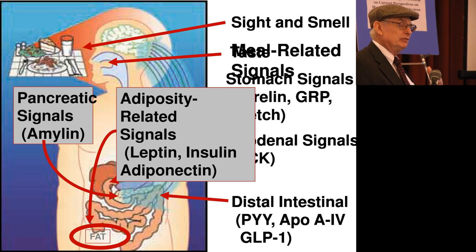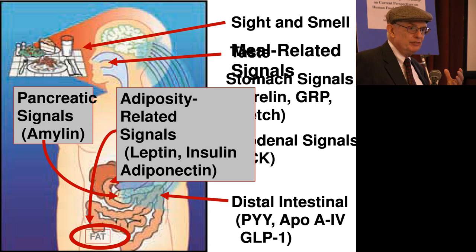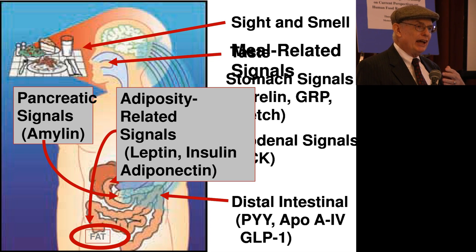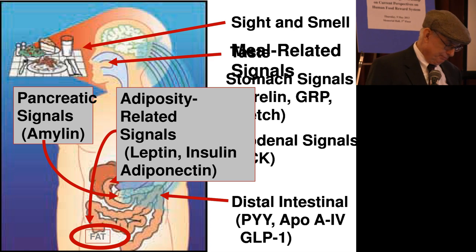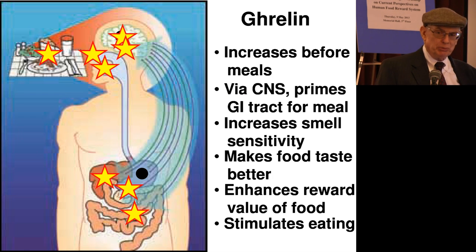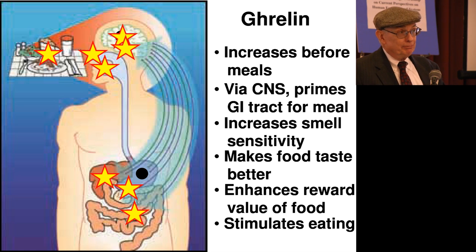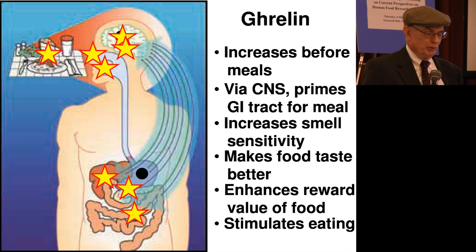Stomach signals, intestinal signals, upper intestinal, lower intestinal, signals from the pancreas, adiposity-related signals. All of these are feeding in all of the time. Some integrated calculus determines, in principle, what we're doing. Well, I want to give two examples that have made me really question whether there's homeostasis of fat or not homeostasis of fat.